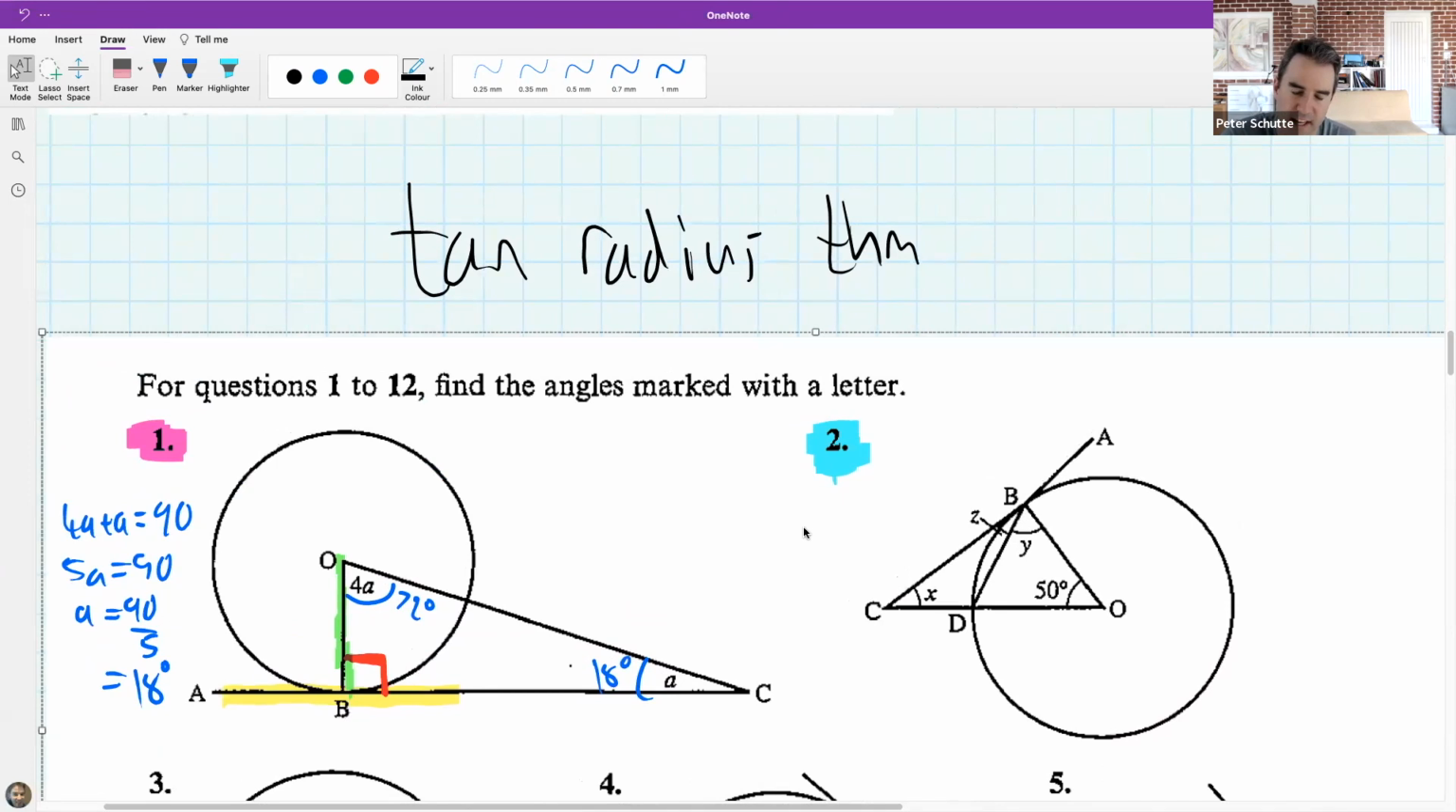Now ask yourself, where can you use the tan radius theorem that I showed you? Is there a tangent? Is there a radius? And then ask yourself what else you might be able to work out. What other properties of circles might come in handy here?